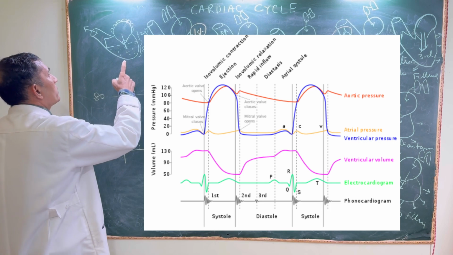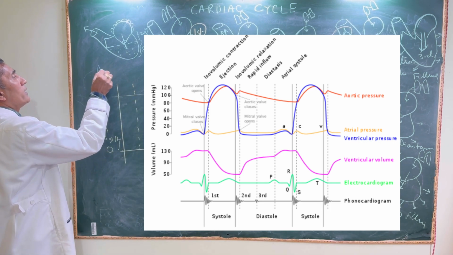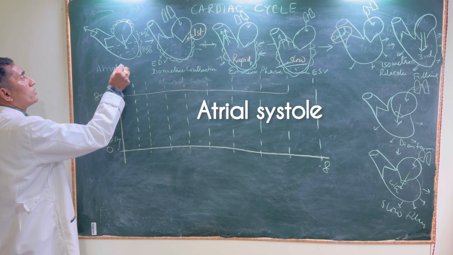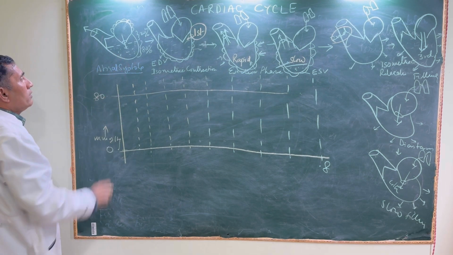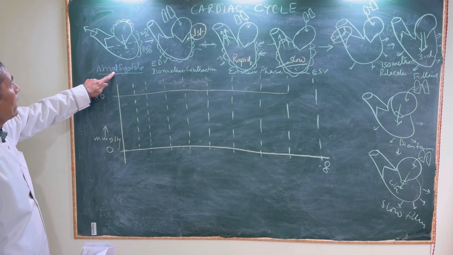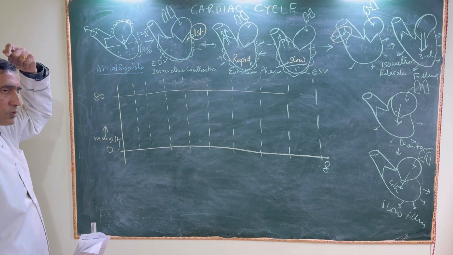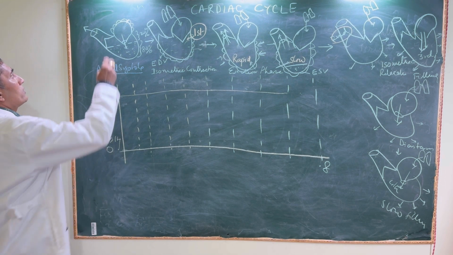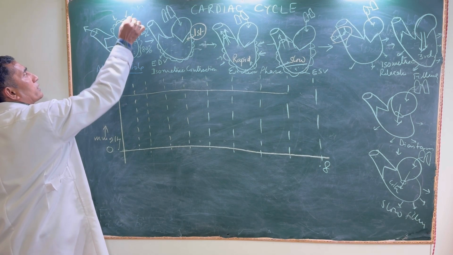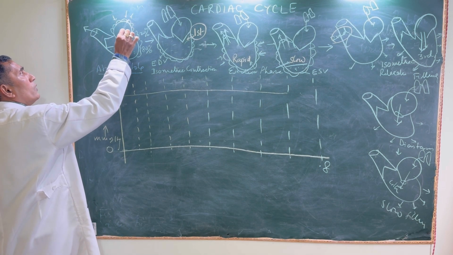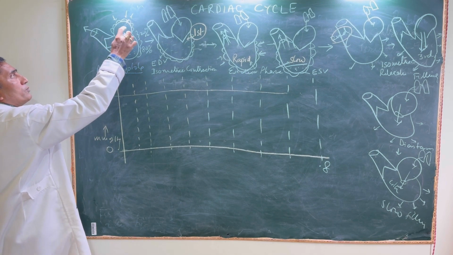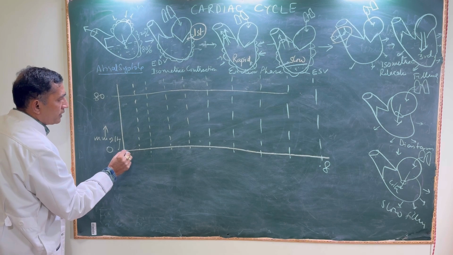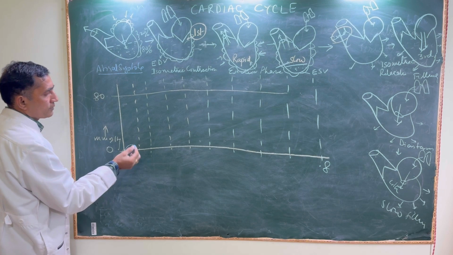So first, if we look, this is atrial systole. What I have said is that there is a contraction of the atria. So what will happen? The pressure in the atria increases because of this contraction.